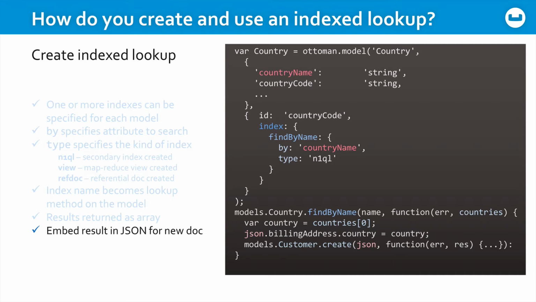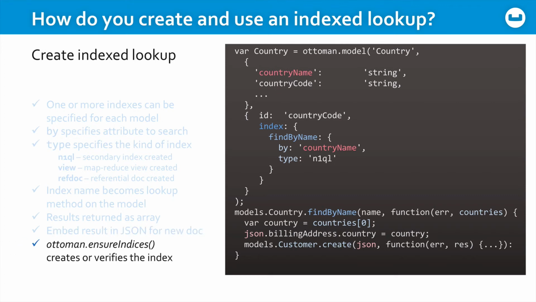And then, because the resulting structure would correspond to the parent customer's data model, I could pass that JSON to the create method of the parent customer and cause the document with the embedded country to be created. Ottoman's ensure indices method, when it runs at application launch, creates or verifies the new index that you've defined.